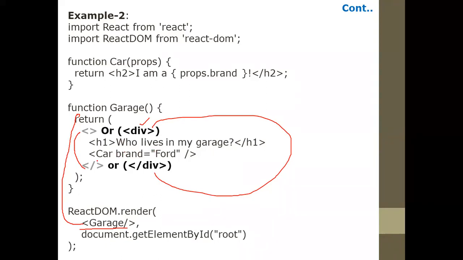Once that is done, the next element is a car functional component being called. So here the garage calls another functional component. The prop we pass here is brand equal to Ford, and to access it we use props dot brand. So the output of the program will look like: who lives in my garage? The answer is "I am a Ford". This is how it is displayed at the index.html.